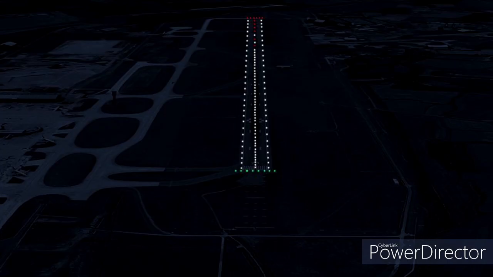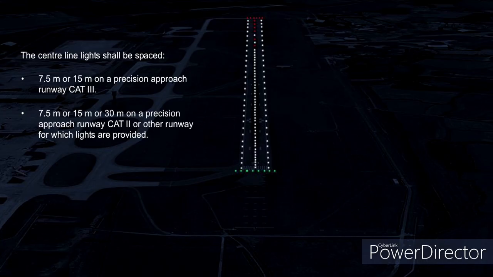The lights shall run from the threshold to the runway end at the spacings shown here. 7.5 metres or 15 metres on a precision approach runway, Cat 3, 7.5 metres, 15 metres or 30 metres on a precision approach runway, Cat 2, or other runway for which lights are provided.